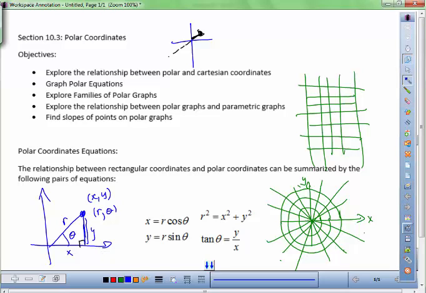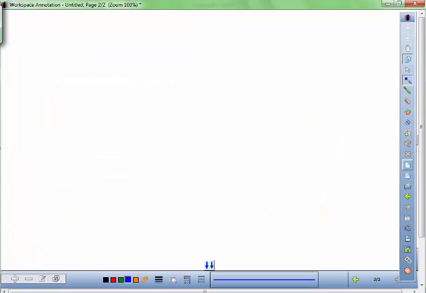And let's pull out another page over here. These notes will be up online eventually.